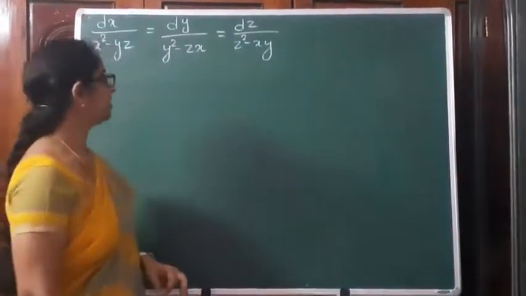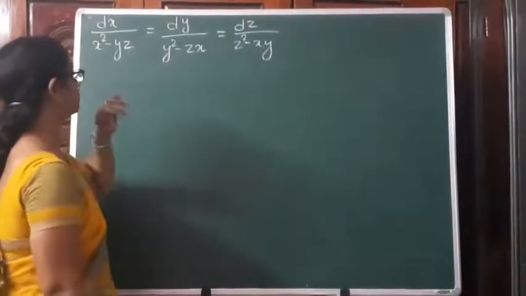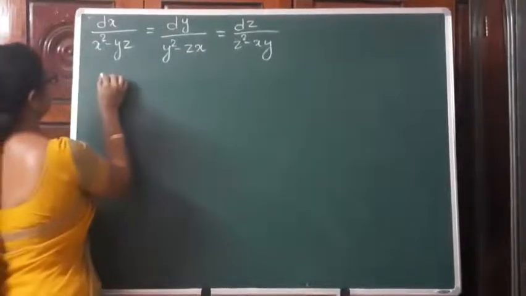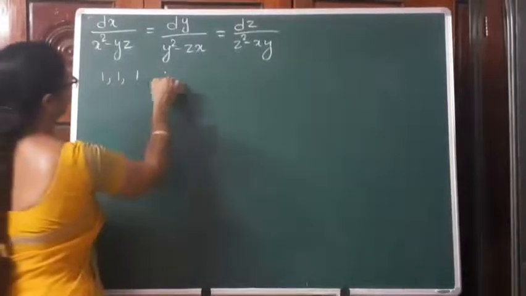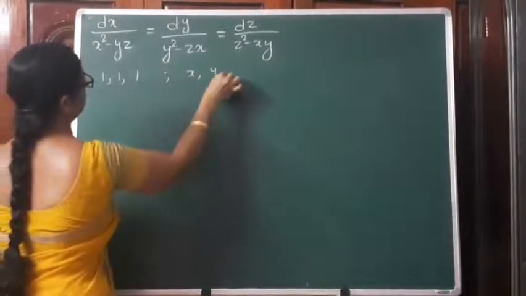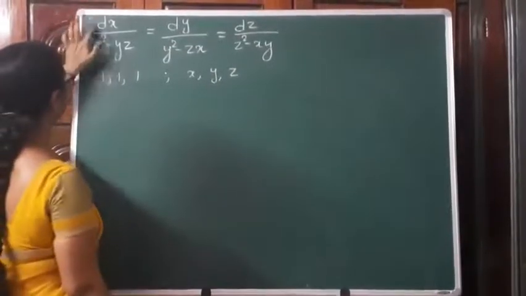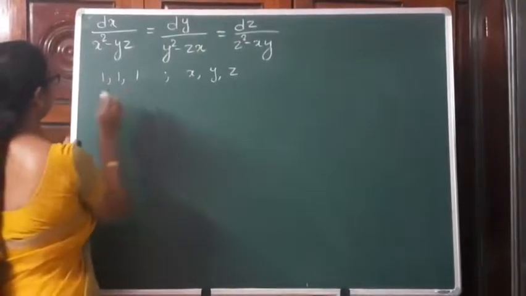Now for the second set of multipliers, we again consider the auxiliary equations. We take the multipliers as 1, 1, 1 for the first set and x, y, z as the second set. Then what happens? Let us see. So 1 into dx plus 1 into dy plus 1 into dz corresponds to this set of multipliers.